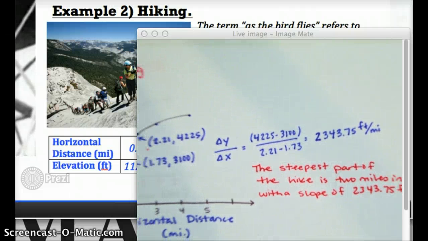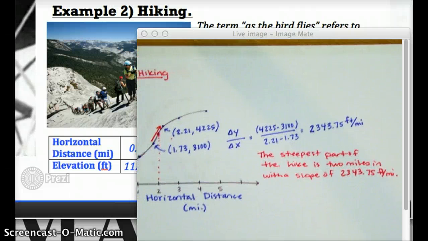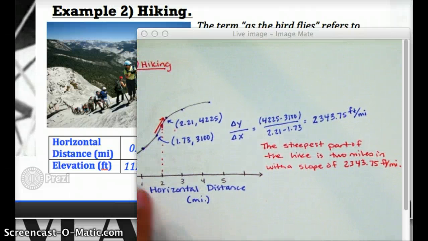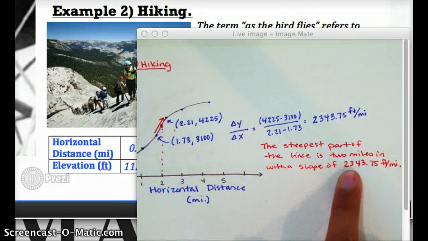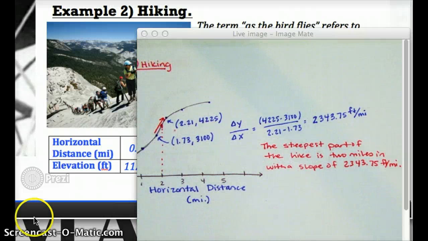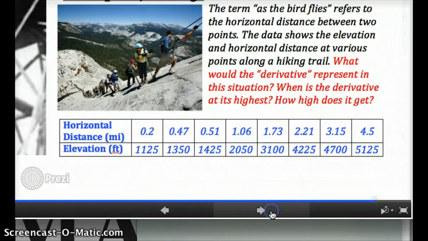So we would say the steepest part of this hike is about 2 miles in, because that's the horizontal distance. And how steep is it? Well, it has a steepness of 2,343 feet per mile. It's a pretty steep hike. Let's take this one step further, and we'll do this with another example.